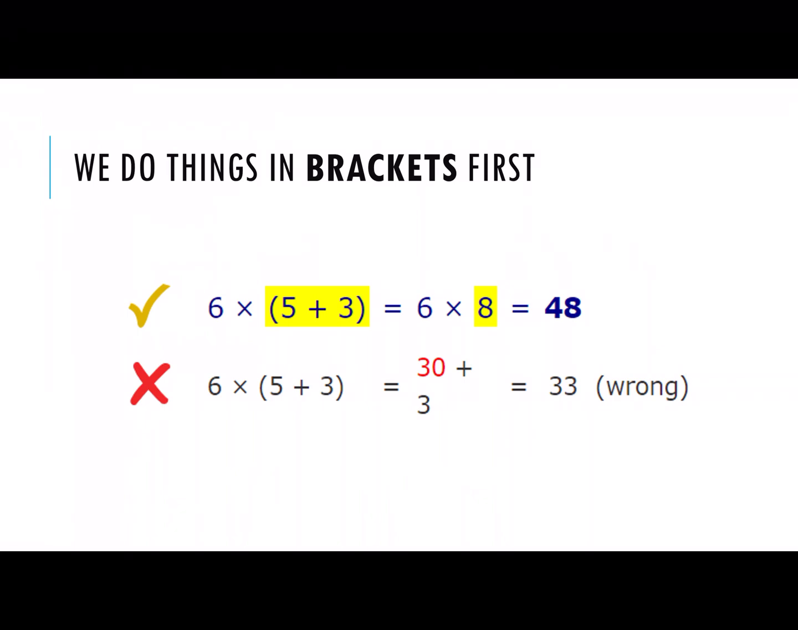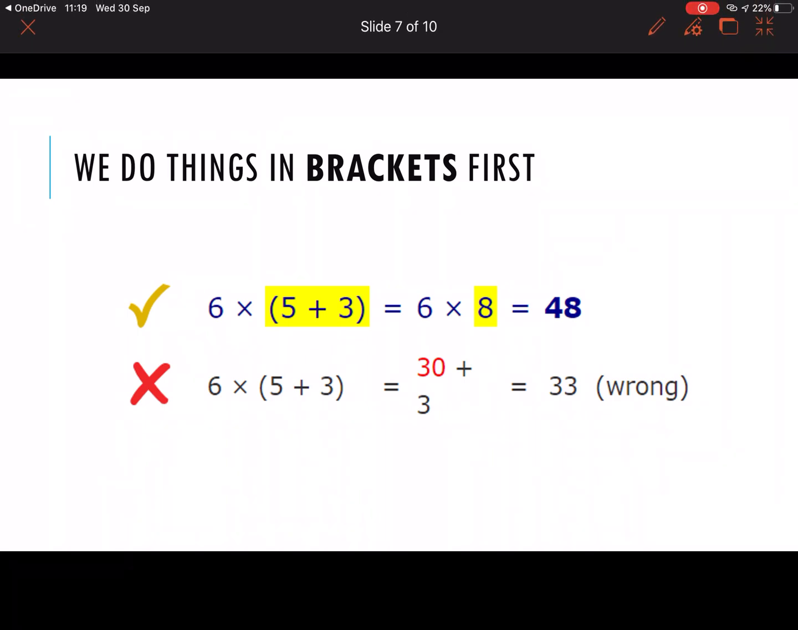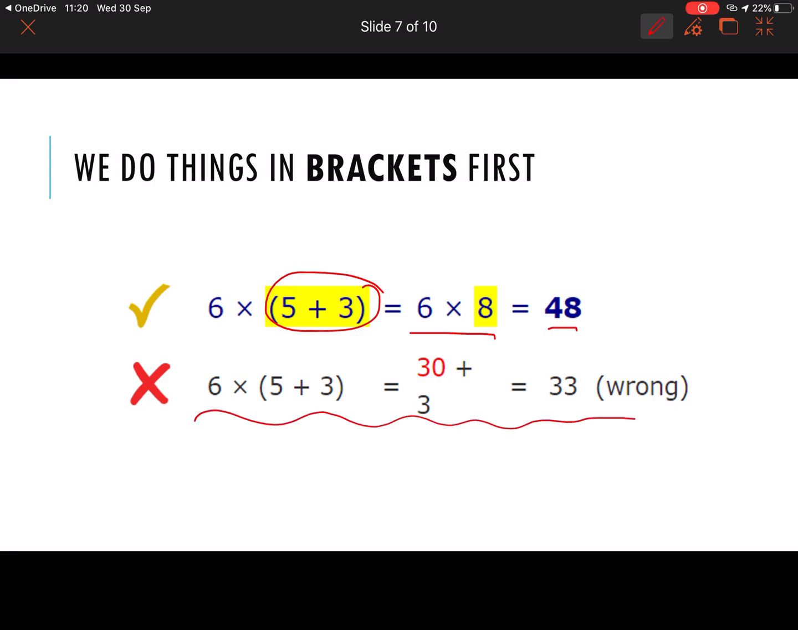So let's look at some right and wrong answers to these calculations. As you can see here, we've got 6 times (5 plus 3). Now remember, in BODMAS, we said that we do things in brackets first. So automatically you probably think to go from left to right, but we must complete this in brackets first. So 5 plus 3 is 8, then we multiply by 6 to give 48. The left to right answer would be wrong. You can see how you get a totally different answer if you times the 6 by the 5 first. So we deal with brackets first.